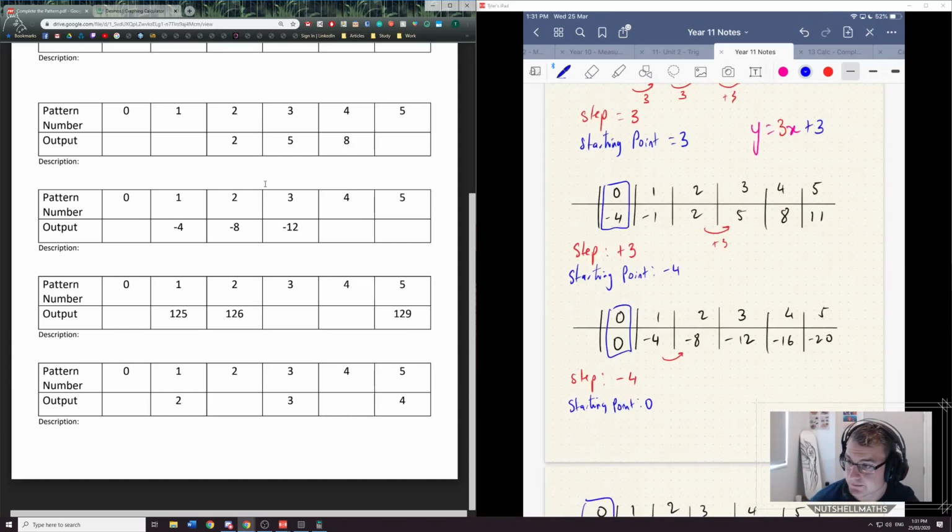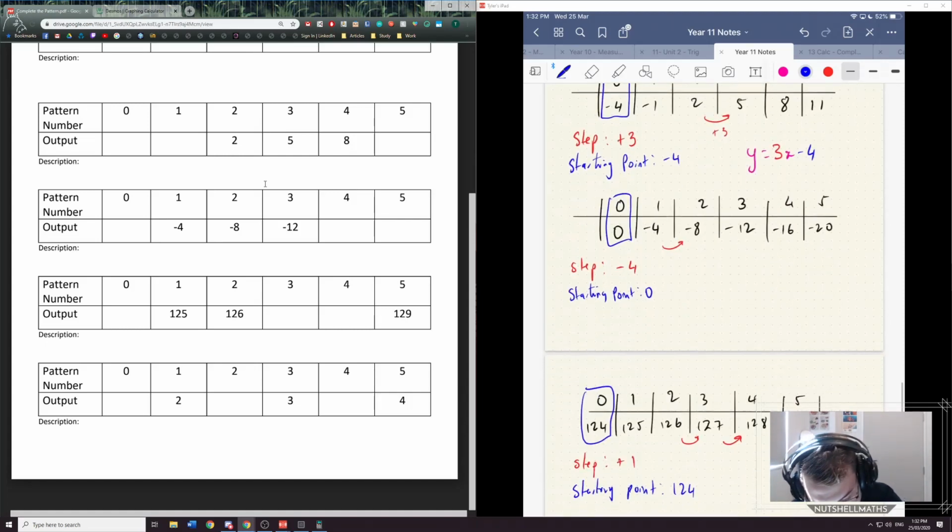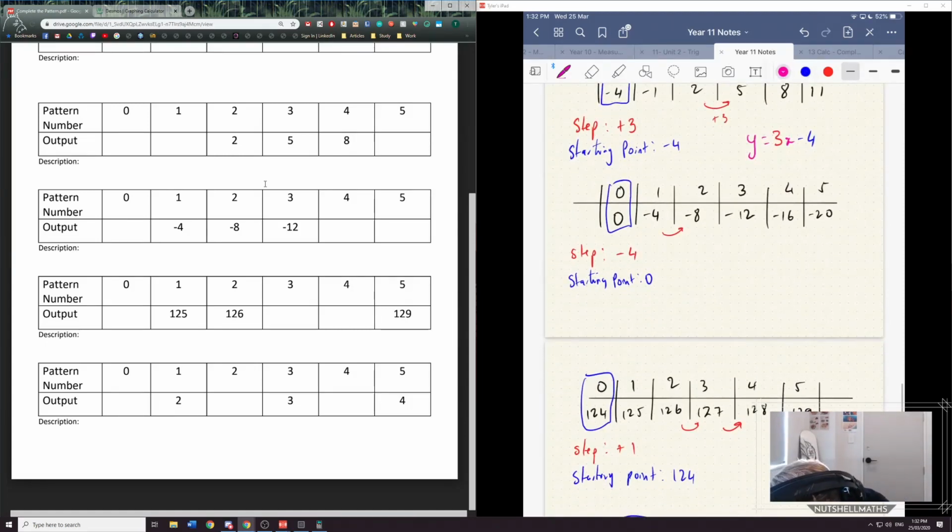So far so good. You are scholars. Y equals our step 3 and our starting point minus 4. And last couple, y equals our step, in this case minus 4, and our starting point plus 0.